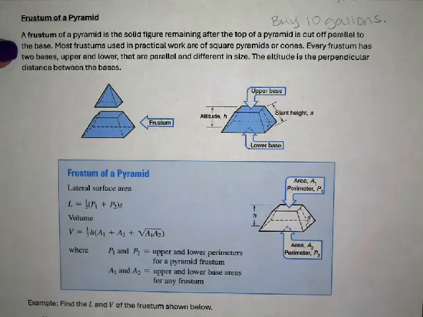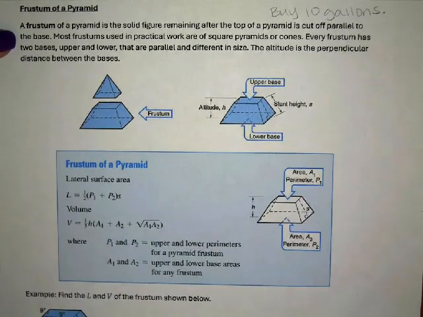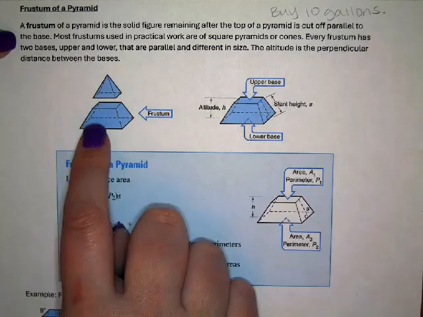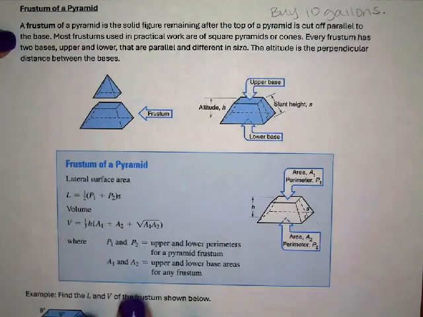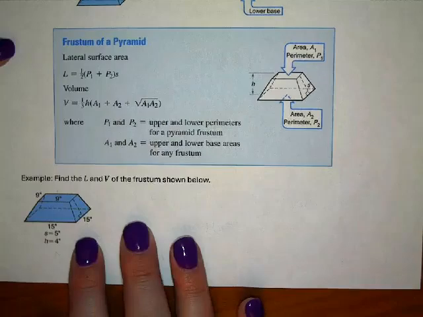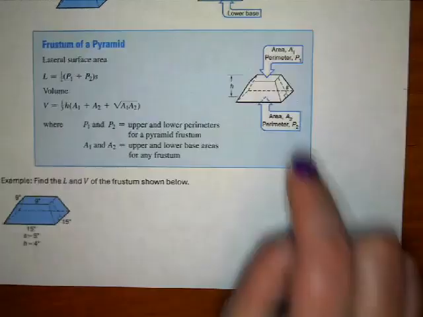So most frustums used in practical work are of square pyramids or cones. Every frustum has 2 bases, upper and lower, that are parallel and different in size. The altitude is the perpendicular distance between the bases. So again, the altitude is the height. All right, so we have a couple different formulas. We have the lateral surface area and the volume.